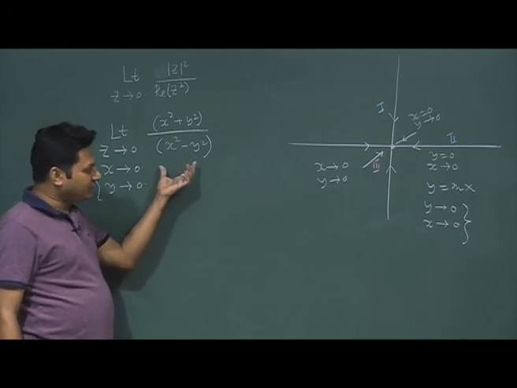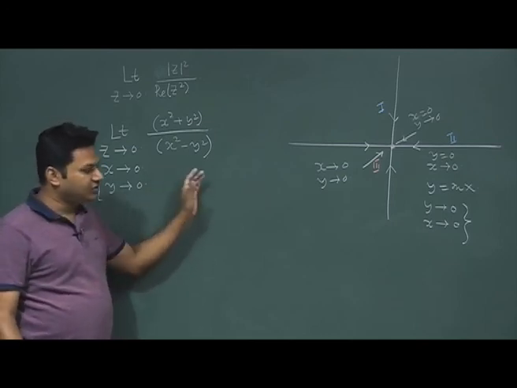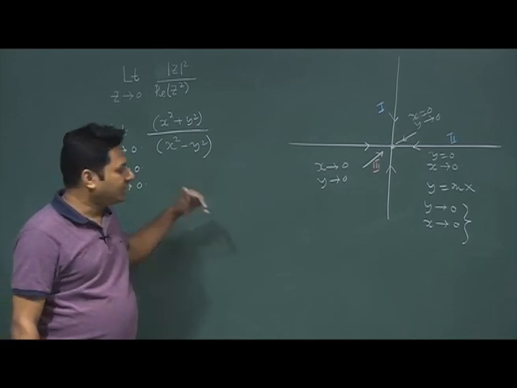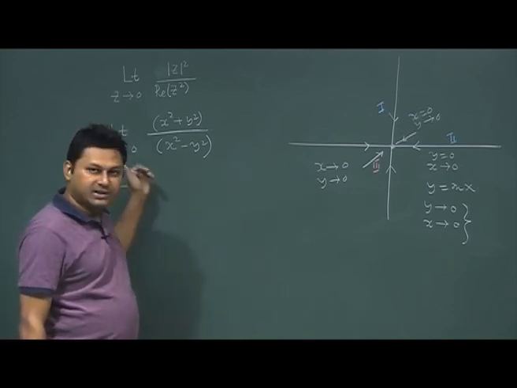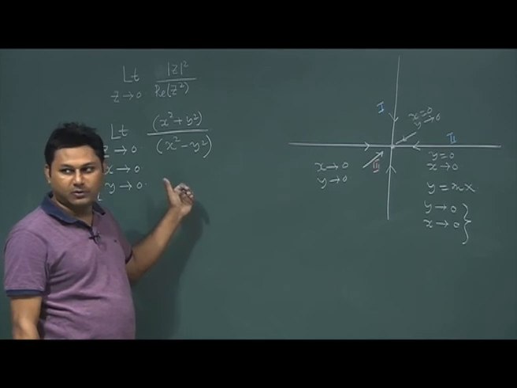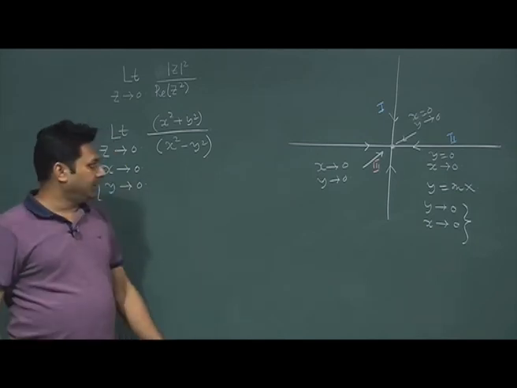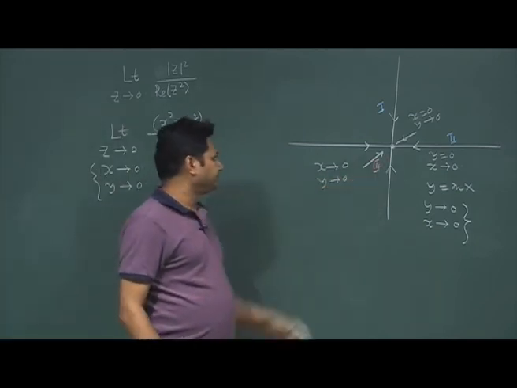Because I need to check whether the limit exists or not, in order to check you need to ensure that whatever the direction from which you approach 0, you will be able to reach this point.